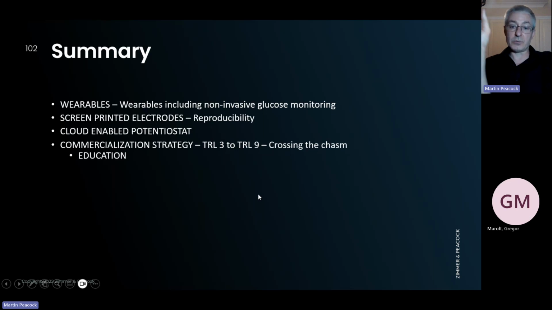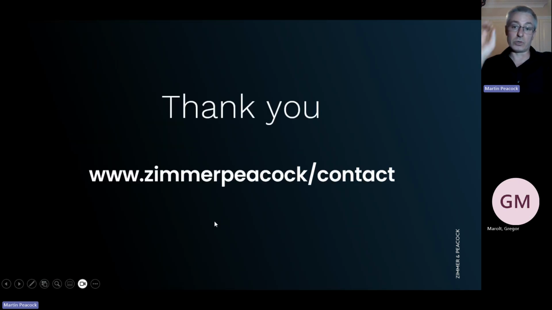And you can see at ZPC, we have an entire philosophy that it doesn't end with the potentiostat or the screen printed electrode. It actually ends when you're on the market. And that is a very different philosophy. We hope it plays a role in research and education, but we also hope it plays a role in actual commercialization as well.